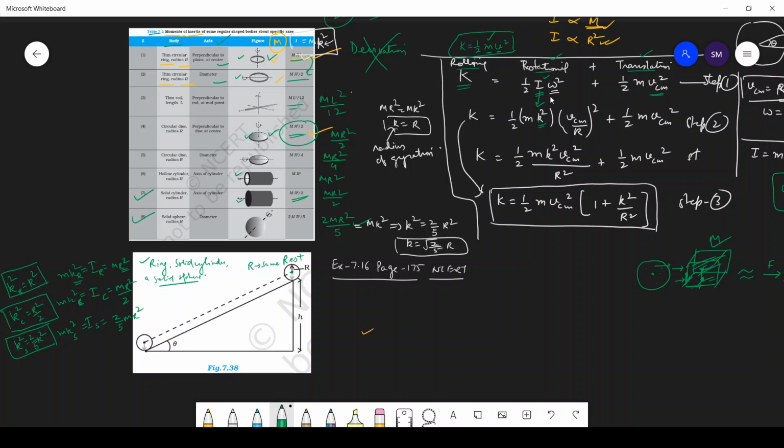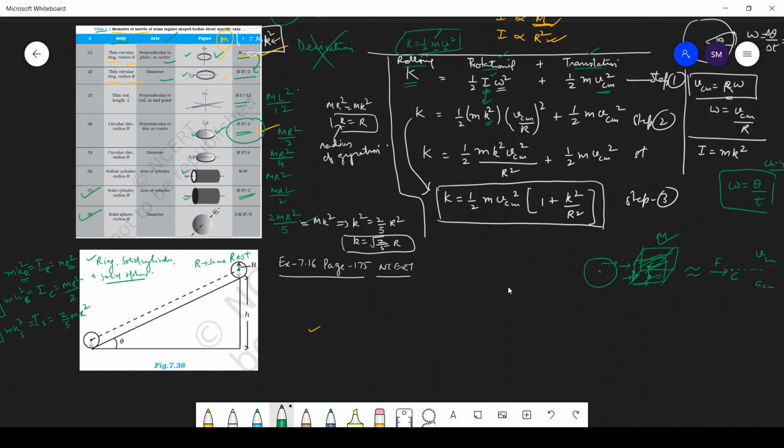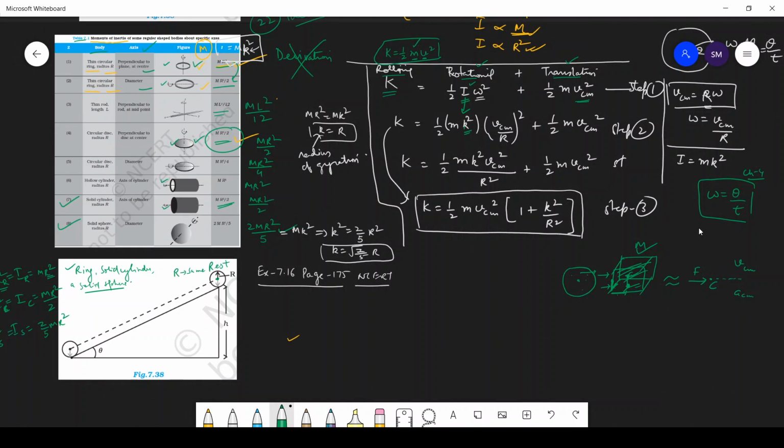Now what is this angular velocity? This formula also we have done: v is equal to r omega, in chapter number 4, uniform circular motion. For those who have studied chapter number 7, I am telling that in chapter 7 we derived this relation, v is equal to omega cross r. So what is omega equal to? Omega is equal to v upon r. This r will come in the denominator, so it's v upon r.